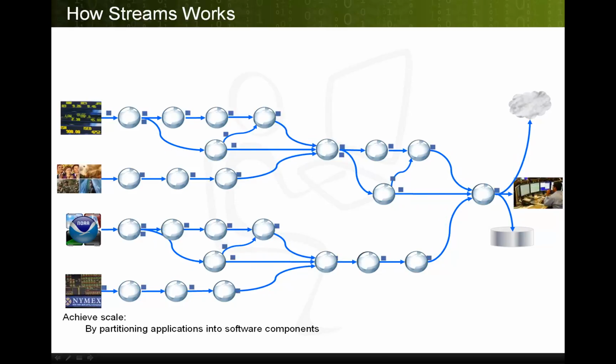Sometimes the output from one operator becomes input to multiple operators. Conversely, sometimes multiple output streams merge as input to one operator, but the tuples keep flowing. Note that we're doing continuous ingestion and continuous analysis on a stream of data in the form of tuples.